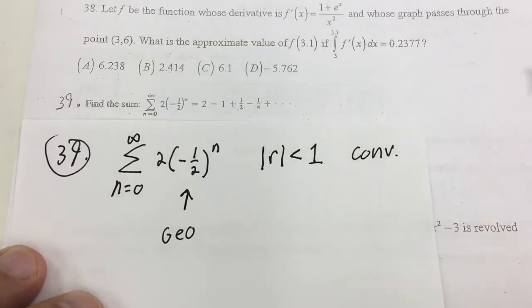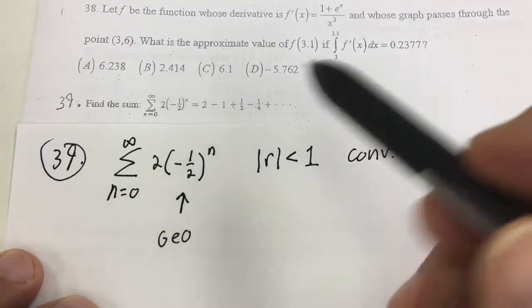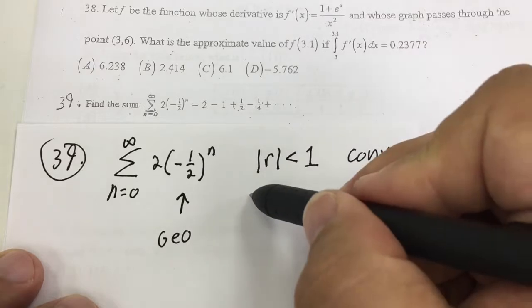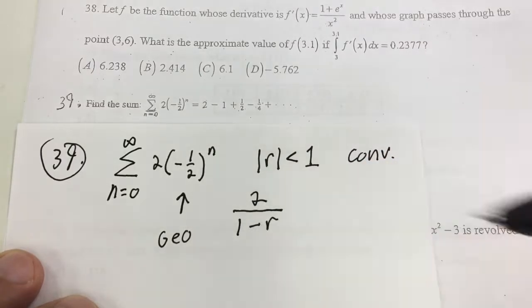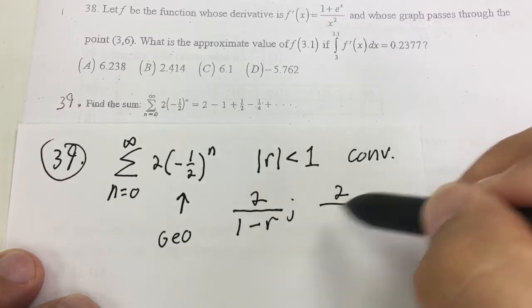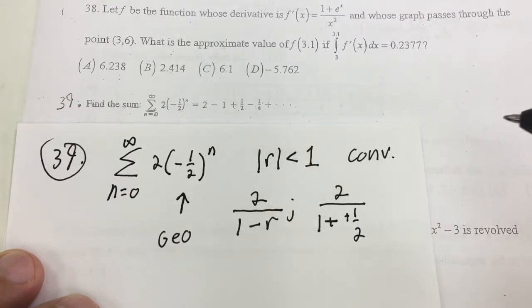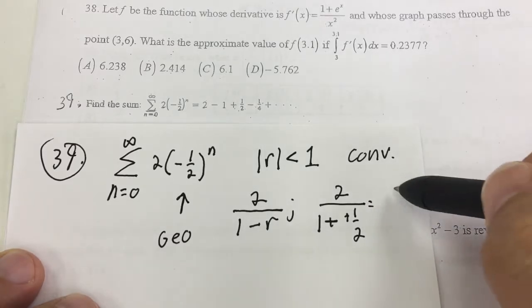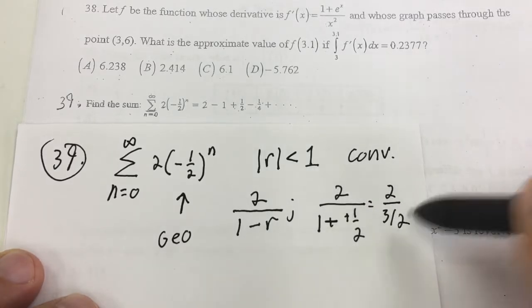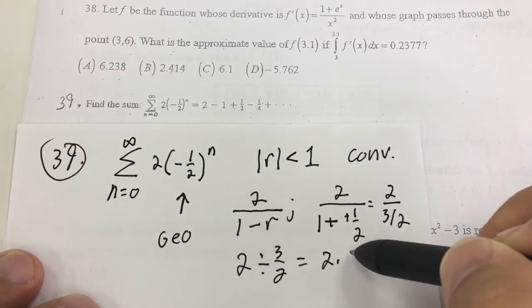And this has a really nice zippy way to find the infinite sum. If I throw a 0 in, this gives me 2 times 1, so the first term of this sequence is going to be 2, and I divide that by 1 minus the common ratio. So you take the first term and divide it by 1 minus the common ratio, which gives me 2 over 1 minus negative 1/2. That's 1 plus 1/2, which is 3 halves. So that equals 2 over 3 halves, which is 2 divided by 3 over 2. Keep, change, flip: 2 times 2 over 3.